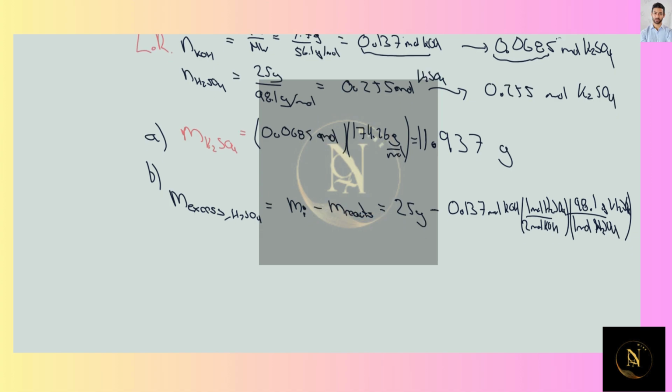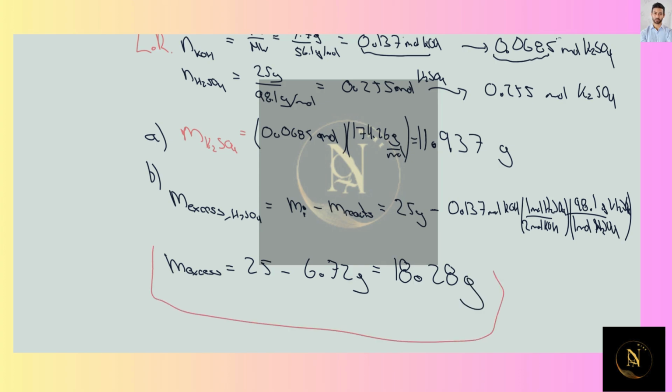So with this, the mass in excess would be 25 minus 6.72, which gives us 18.28. So this would be the answer for part B.